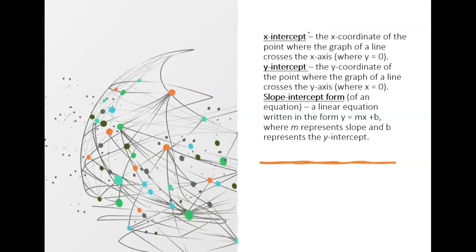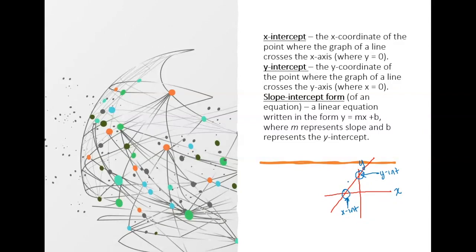So the x-intercept is the x-coordinate of the point where the graph of a line crosses the x-axis. So if I have a line like this, for example, I'm going to take a different color. My y-axis is here and my x-intercept's here. So this is my x-axis, and this point is going to be my x-intercept.